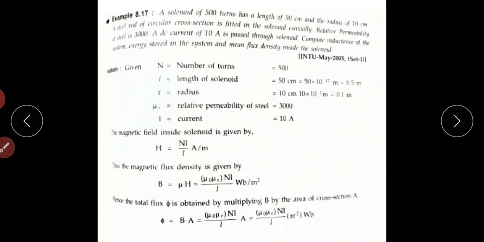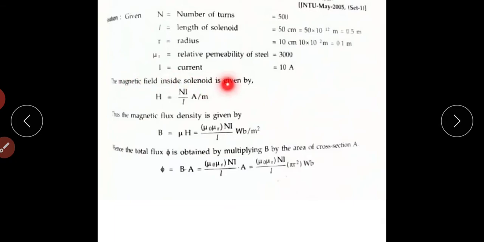So first, given data: number of turns equals 500, length of the solenoid equals 50 centimeters, so 50 into 10 to the power of minus 2 meters. R equals 10 centimeters, so it equals 10 into 10 to the power of minus 2 meters, or 0.1 meters. Next, given steel relative permeability 3000 and current equals 10 amperes.